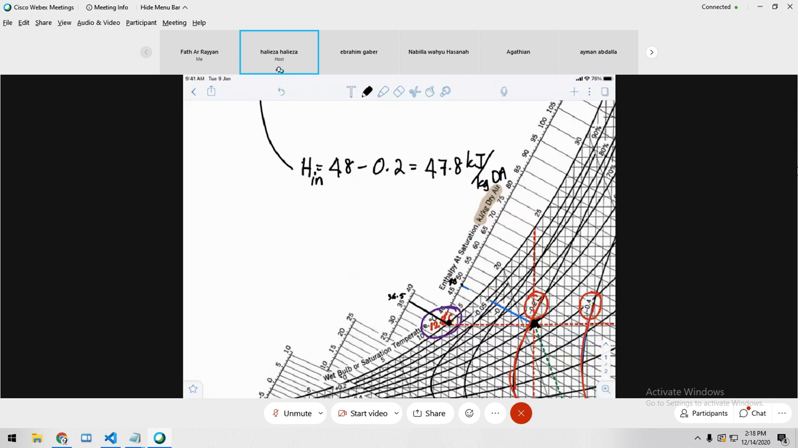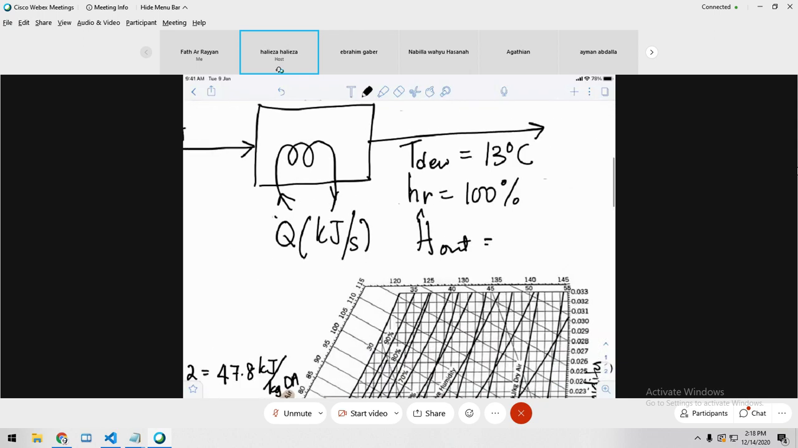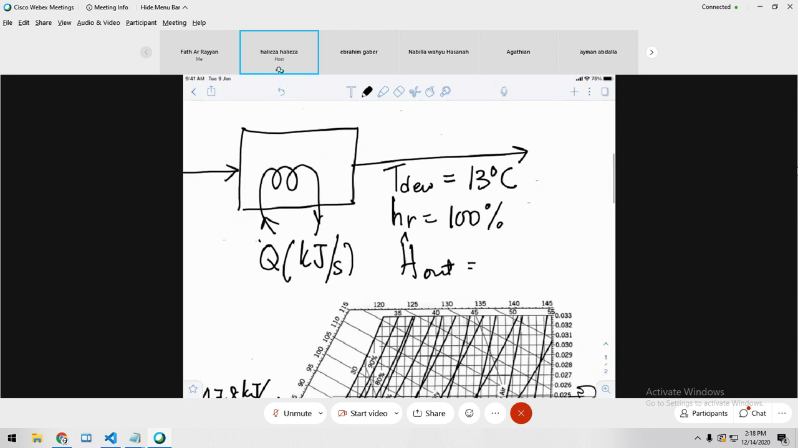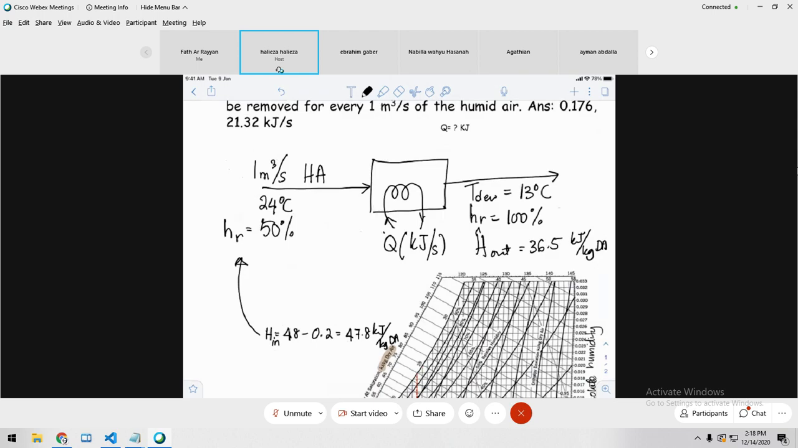Okay, anyway, that's the enthalpy of the outlet. The enthalpy of the outlet is 36.5 kilojoules per kilogram dry air. Okay. So now we're going to do our energy balance. So I write the enthalpy here because I need space. Equals 47.8 kilojoules per kilogram dry air.